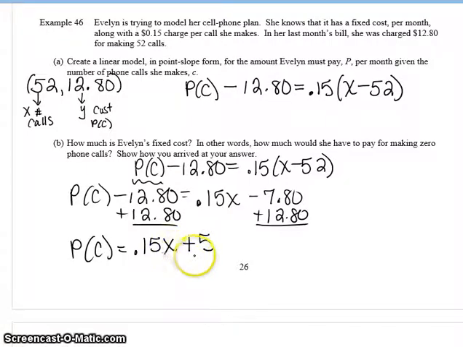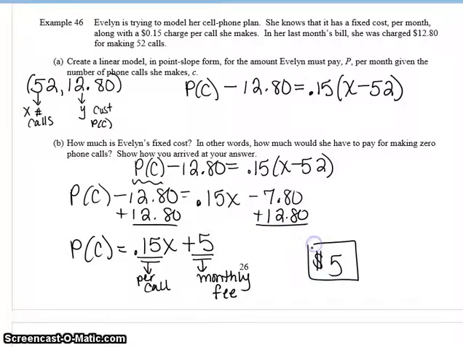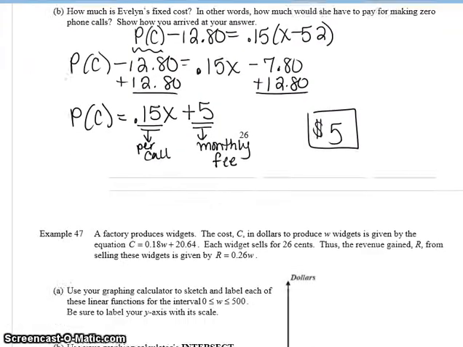That means every month, that's my monthly fee, I'm getting charged $5, and then I pay 15 cents per call. Okay? So my answer to this is $5. That's my fixed cost. Alright, moving on here.